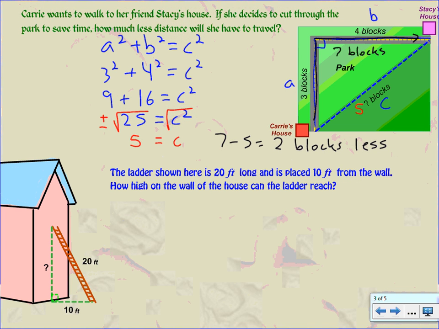All right, so in this next problem, we've got a ladder resting against a house. The ladder is 20 feet long, we can see right here. Here's our ladder. And it is placed 10 feet from the wall, so I know this distance here is 10 feet. We want to know how high on the wall it reaches. All right, so now's the time to pause it and try it on your own first.